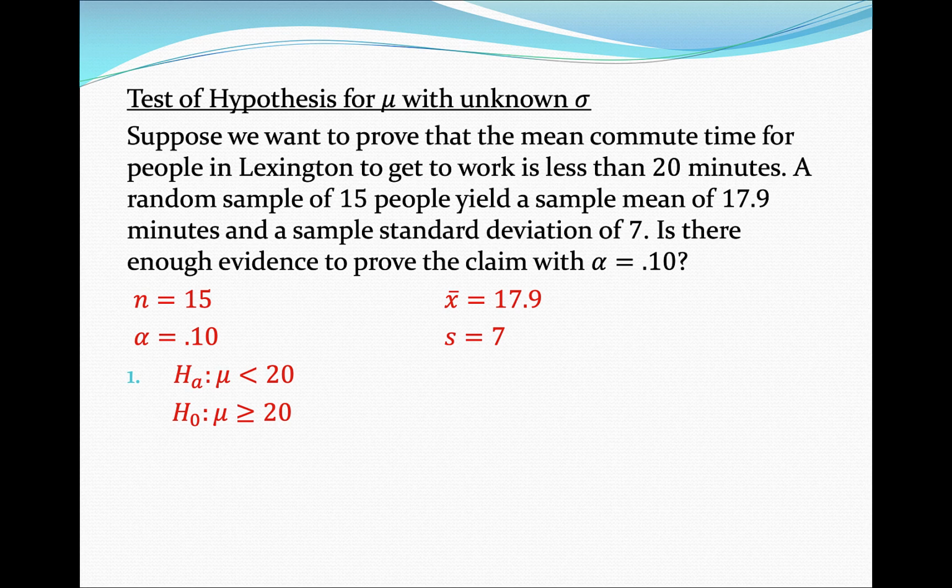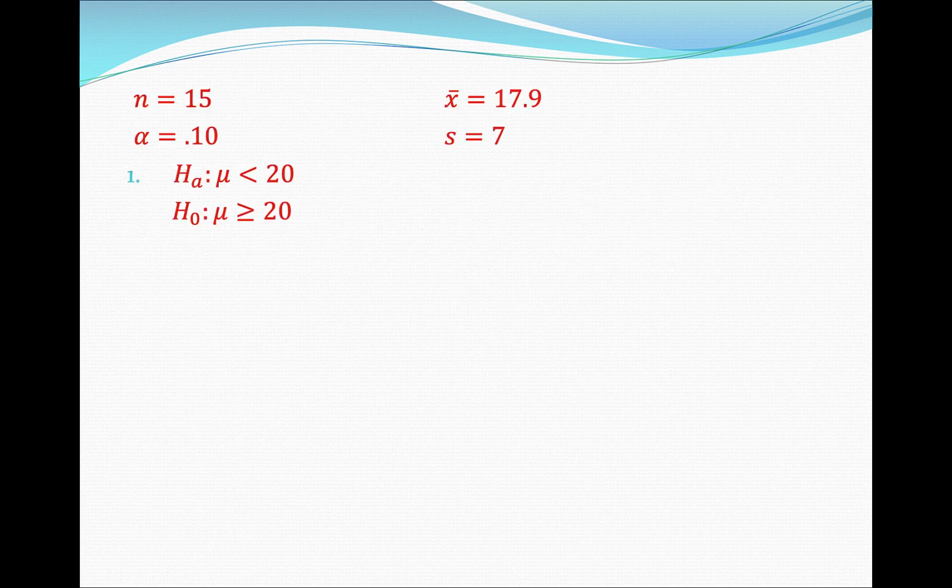Of course, the other important part of this problem is what are we trying to prove? You get that from the first sentence, where it says we want to prove that the mean commute time for people in Lexington to get to work is less than 20 minutes. So we want to prove that the population mean is less than 20. We write that the same way as we did in the last problem, HA: population mean mu less than 20. H naught contradicts that, so it is just greater than or equal to. Again, to clear up some space, here's the information that we need to complete this problem.